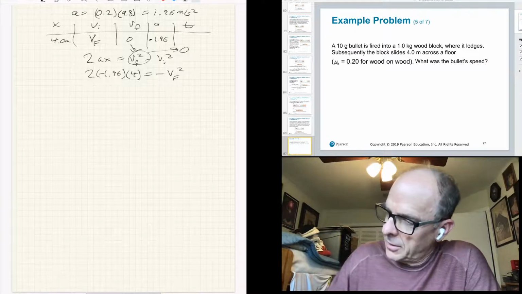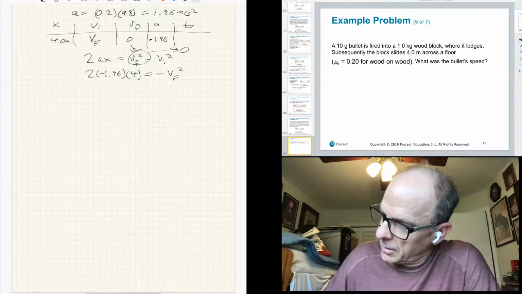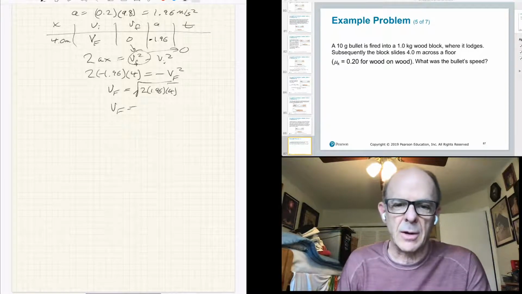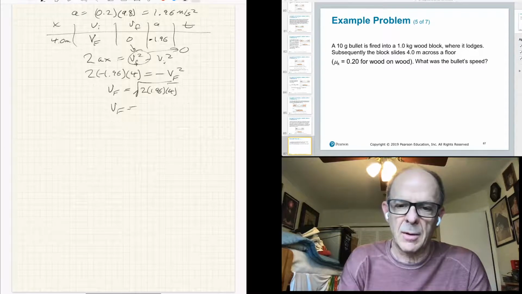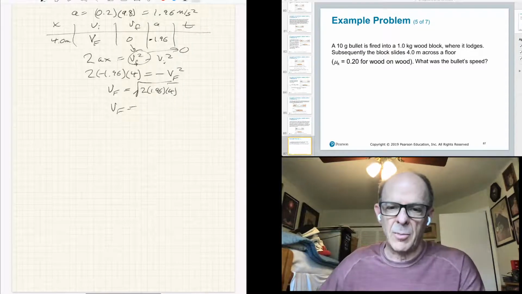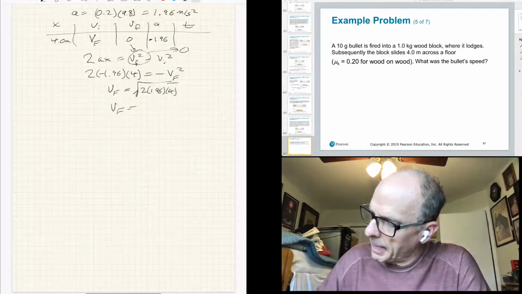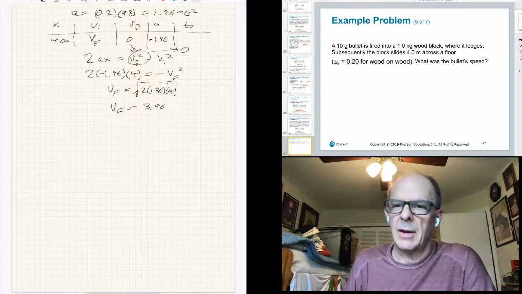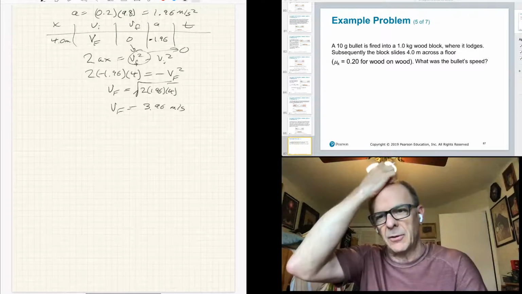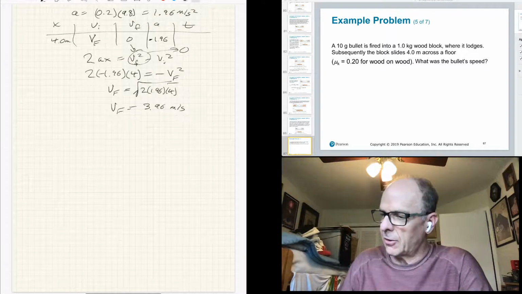So the minuses cancel. That gives me VF is the square root of 2 times 1.96 times 4. And that equals, let's find out, square root of is 3.96 meters per second. That's how fast the block is going immediately after the bullet hits it, but before friction has started to slow it down.